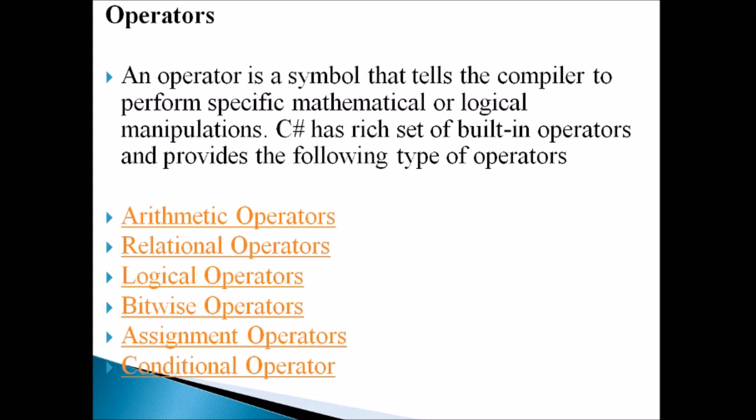As I told you already, all programming languages have a set of built-in operators. Likewise, C# also has a set of built-in operators. Here we can see the operators: arithmetic operators, relational operators, logical operators, bitwise operators, assignment operators and conditional operator. These are the types of operators in C#.